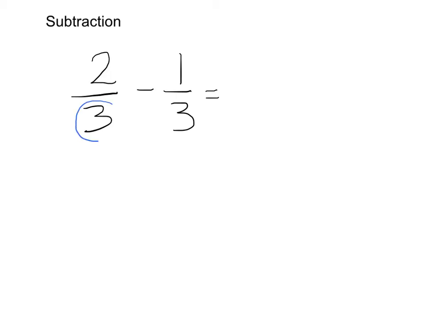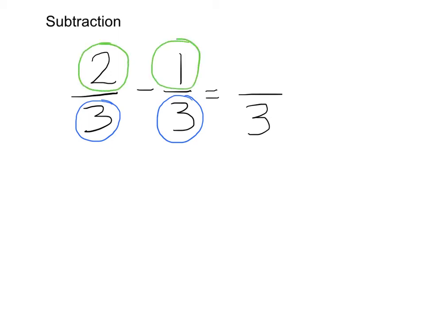Now let's take a quick look at subtracting fractions with the same denominator. So my problem is 2/3 minus 1/3. Just as in addition, when I am subtracting, I have to look at my denominators, and if they are the same, I'm going to bring that denominator straight over. Nothing is going to change with that denominator. My numerators, this time, I need to subtract. So I have 2 minus 1 equals 1. So my difference is 1/3.